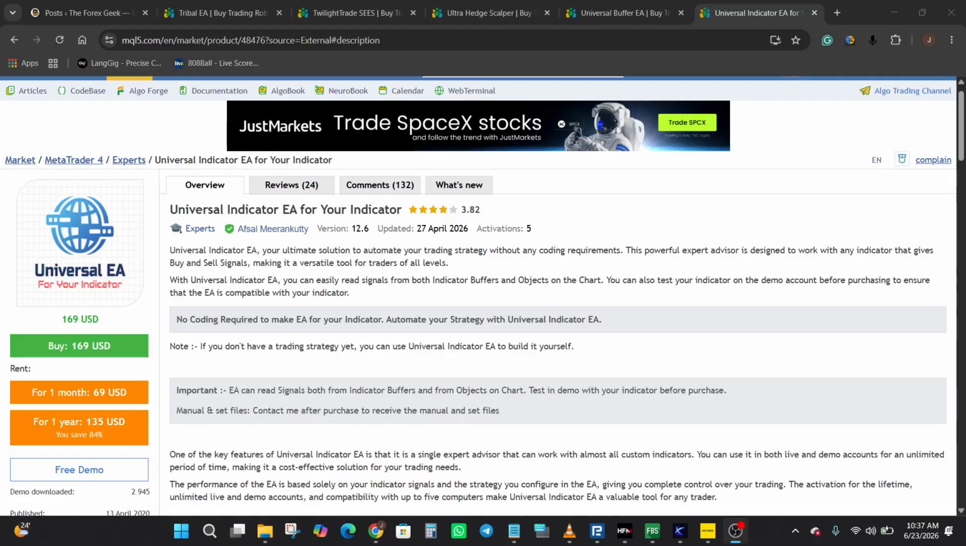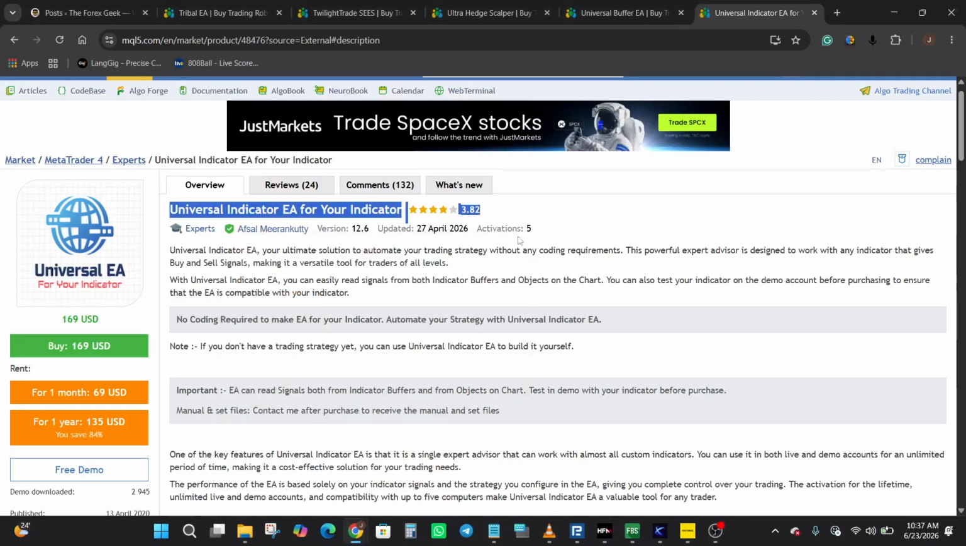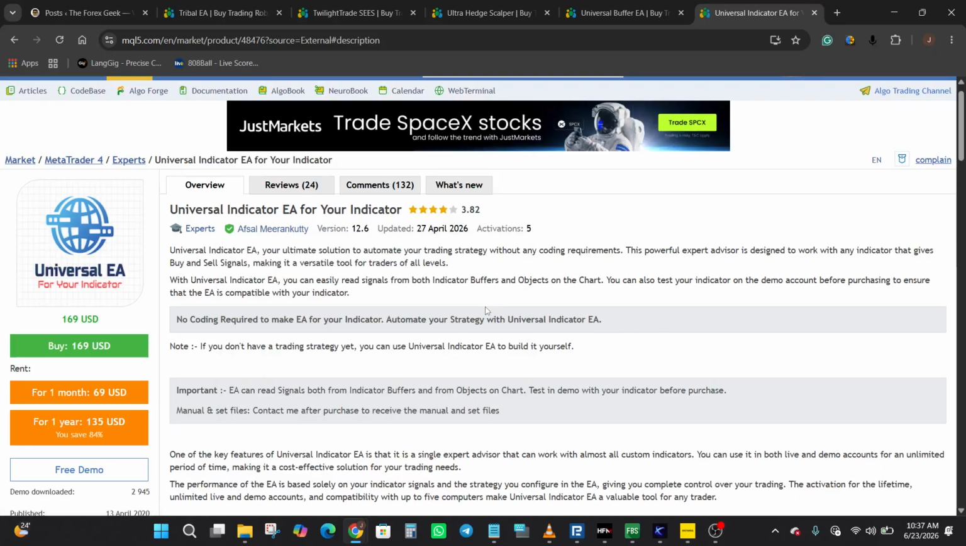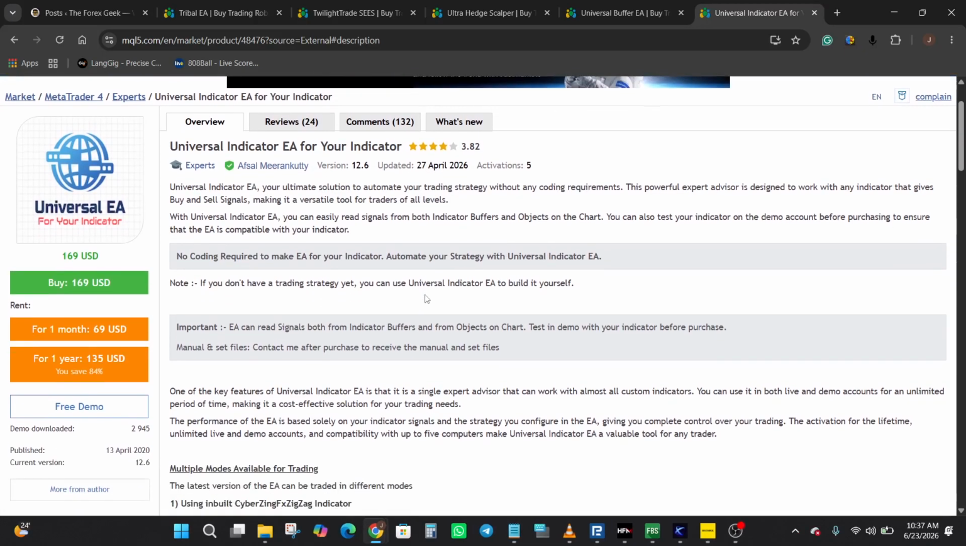So in this review, I am taking a look at Universal Indicator EA for your indicator MT4. All right, so the name is quite interesting. The Universal Indicator EA for your indicator is for MT4. Okay, so this is an MT4 Expert Advisor developed by Afsal Merankuti. And according to the MQL5 Marketplace page, we are looking at version 12.6, updated on April 27th, 2026.